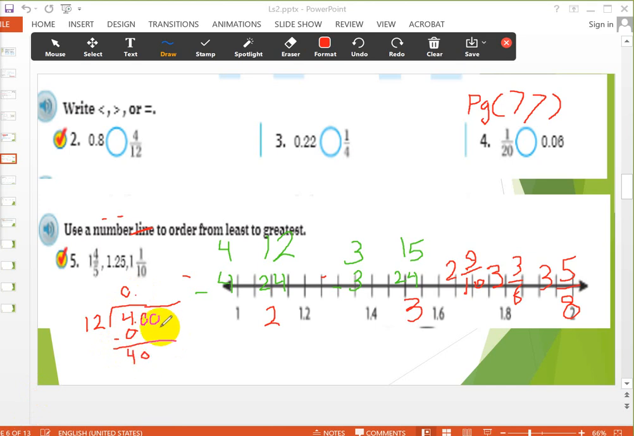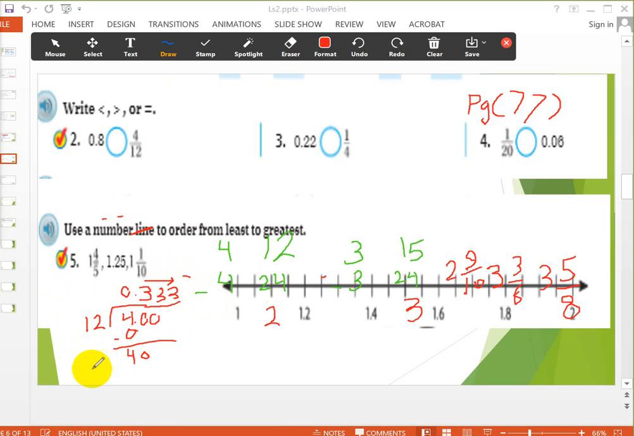Now 40 divided by 12. How many 12s in 40? 3. Thank you, Lena. Now, I want you to try to divide 4 by 12, and it will give you an infinite number. It's repetition: 3 and 3 and 3 if you try. So this number does not end.